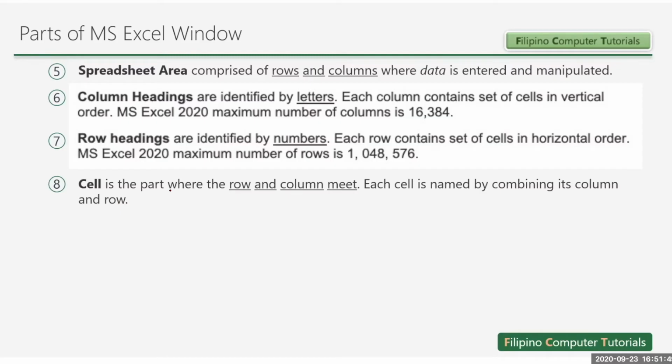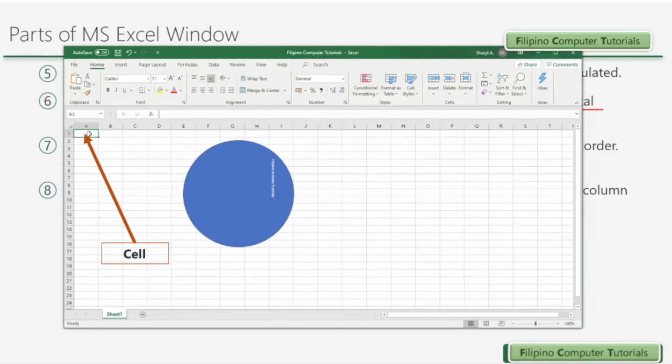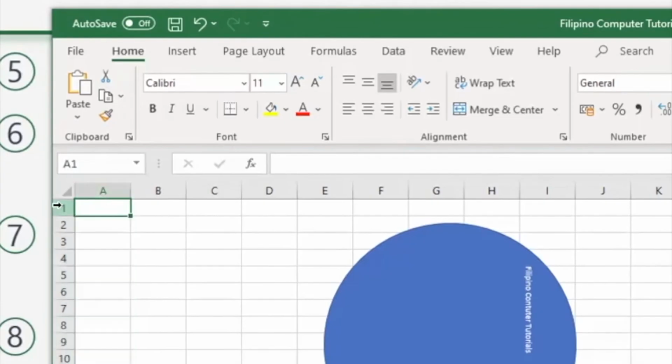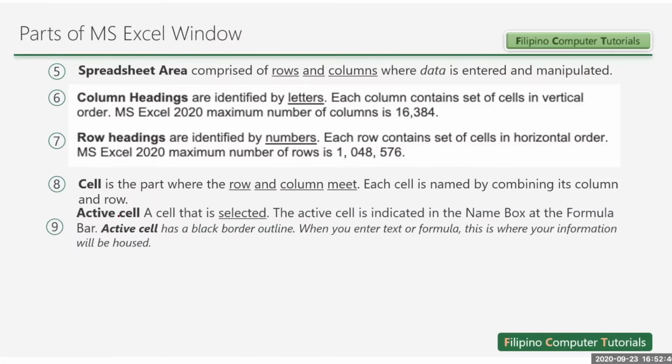The next part is cell. Cell is the part where the row and column meet. Each cell is named by combining its column and row name. Ito ay column A, row 1. So, itong cell na ito, ang pangalan nito ay A1. Makikita natin yan dito sa section na to. This is called name box. This cell is A1. So, called active cell.